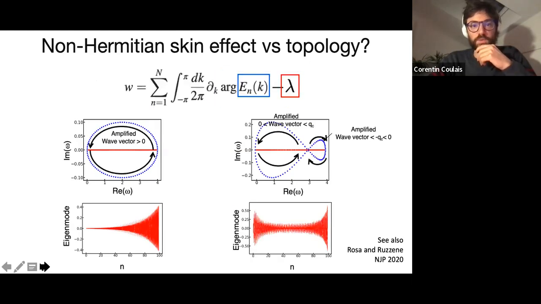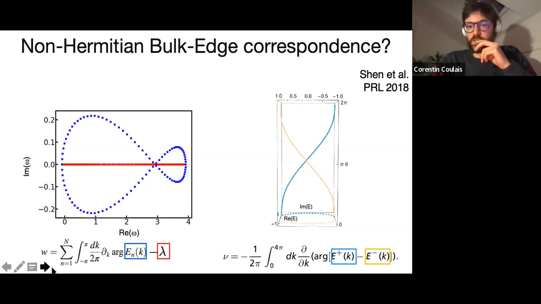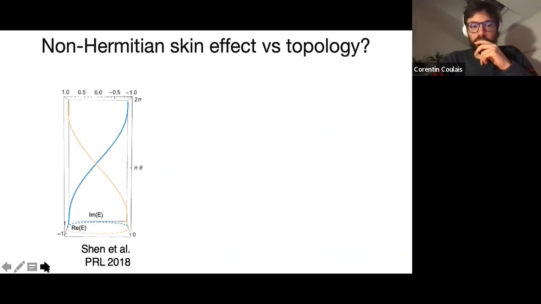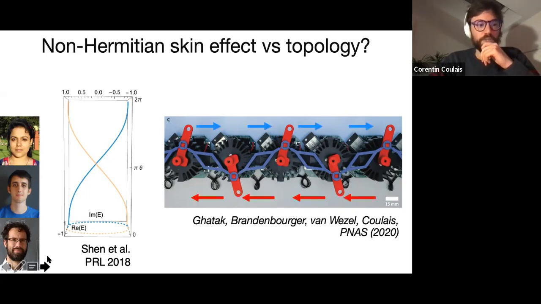This is coming back to the argument of topology I was making. I don't have time to make the story complicated. So what I want to tell you is just a way in which the combination of topology and skin effect can help you predict where the mode is. This is based on a mechanical analog of this SSH chain that is non-reciprocal, odd. This was done by Ananya Ghatak together with Martin Brandenbourger and Jasper van Wezel.